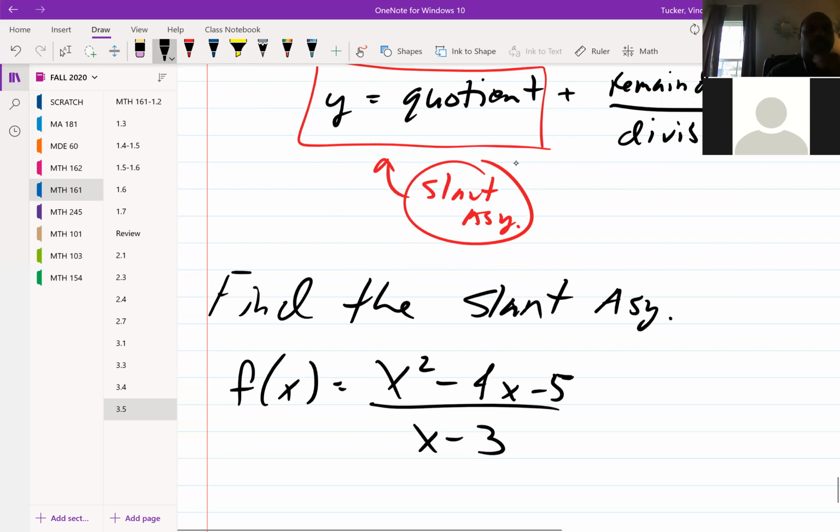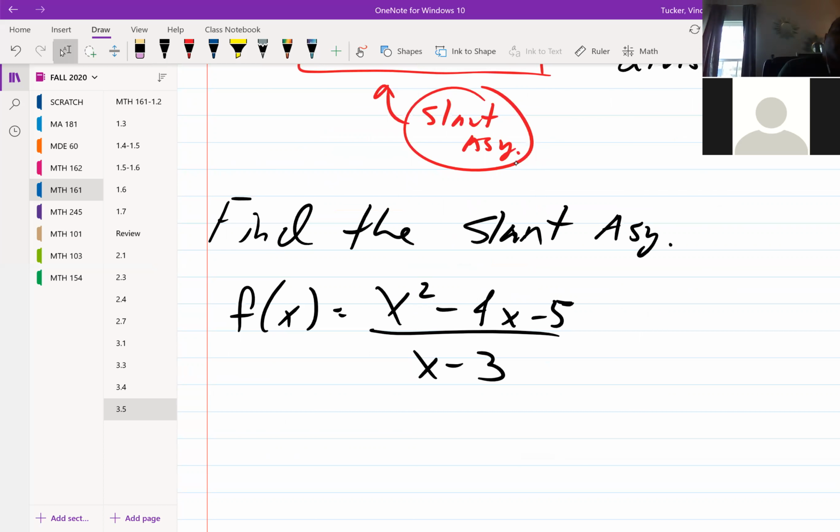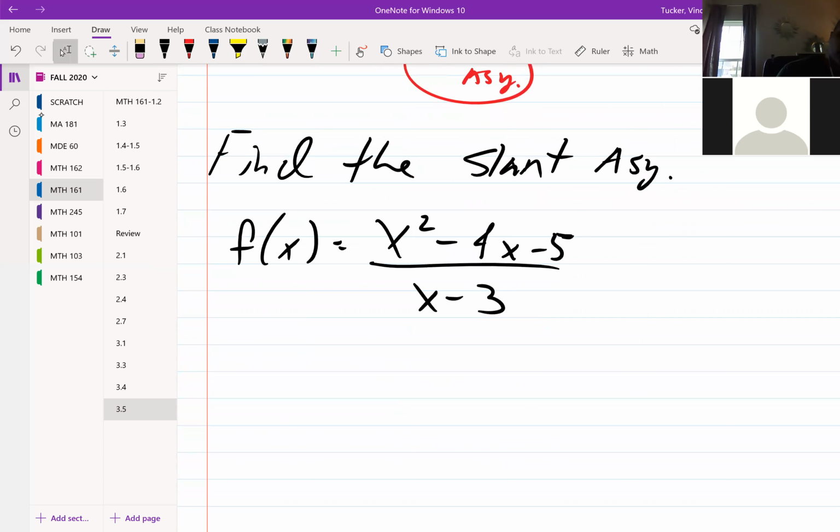So here, find the slant asymptote. We have x squared minus 4x minus 5 over x minus 3. We can use synthetic division on this one just because of the way that it's set up. Or we can use long division, doesn't matter. I'll just go ahead and use synthetic, because remember, if one is your exponent in your denominator and one is your coefficient in your denominator, then you can use synthetic division.